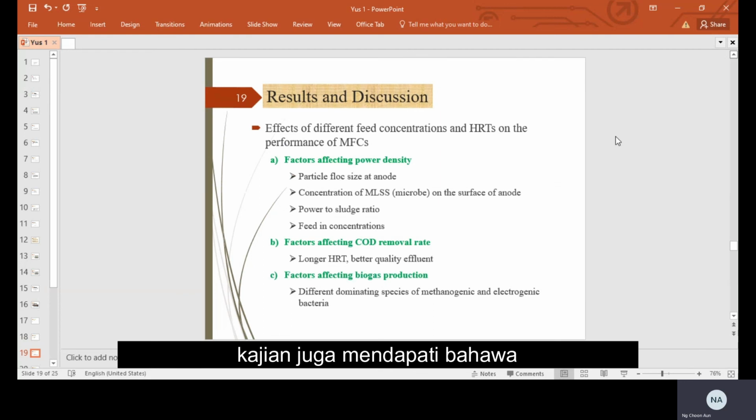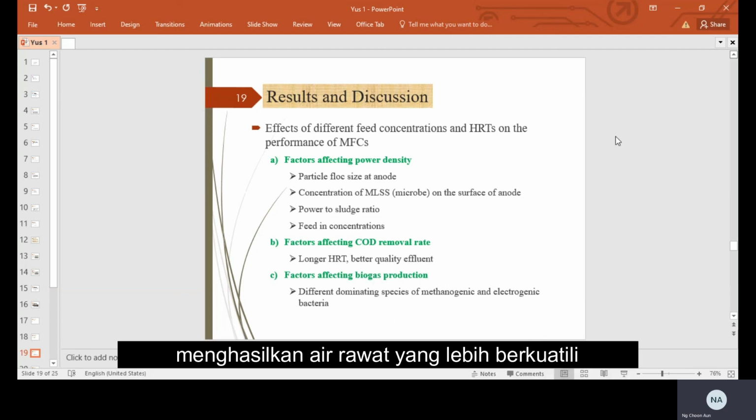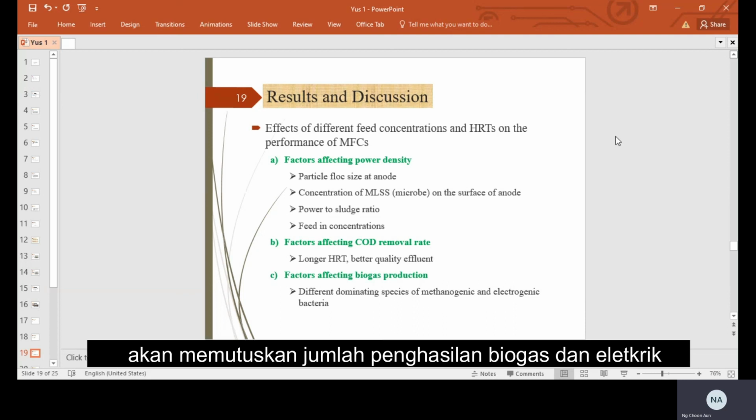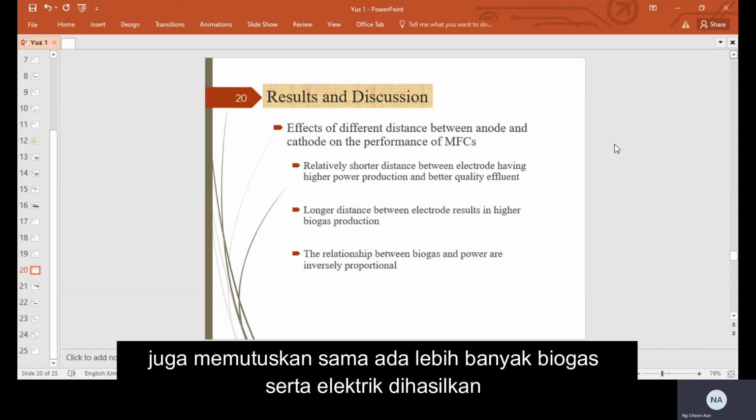It was found that lower COD concentrations of POME is able to enhance MFC to produce higher power. Longer HRT would help MFC to produce better quality treated water. Also, it was noticed that types of bacteria inside the MFC would decide whether more biogas or electricity being produced. The distance between the electrodes inside the MFC would also decide whether more biogas or electricity being produced.